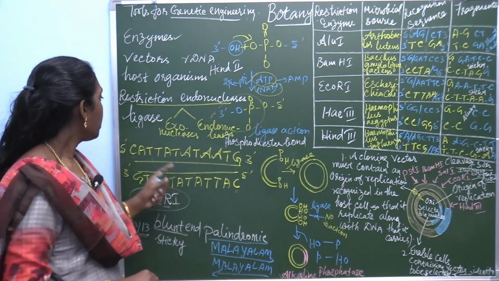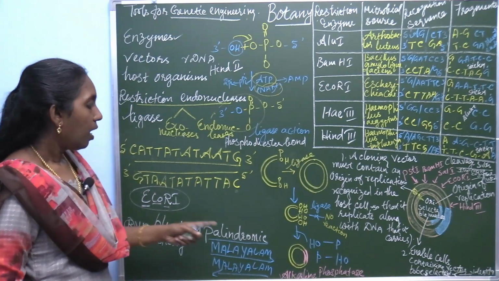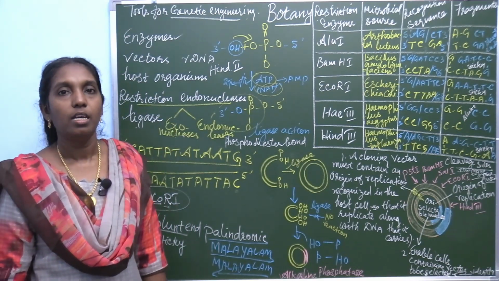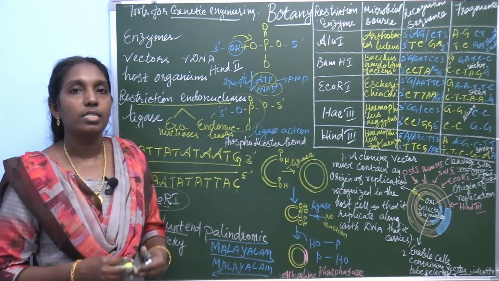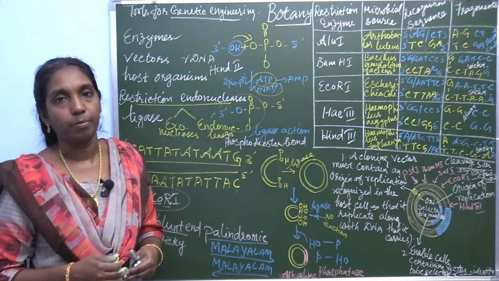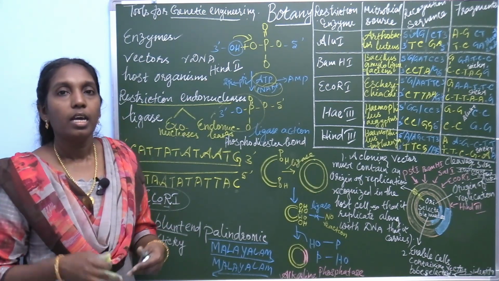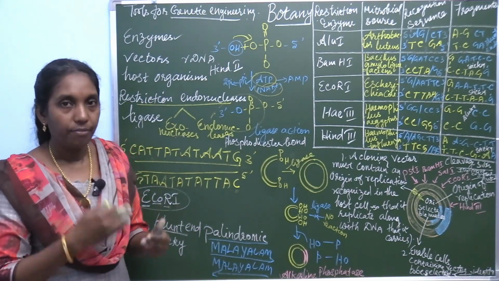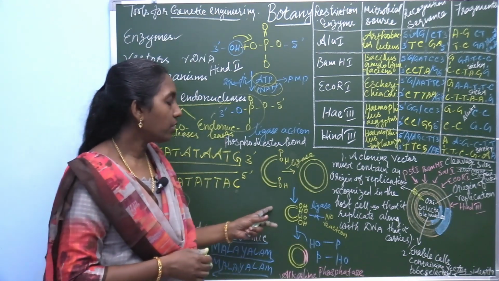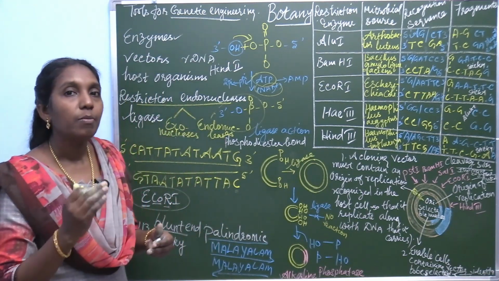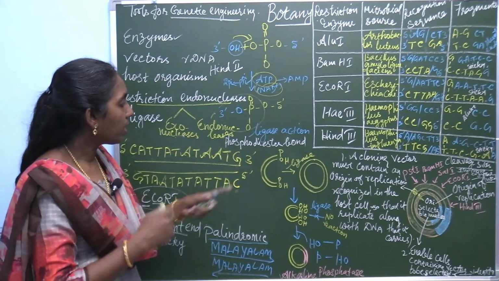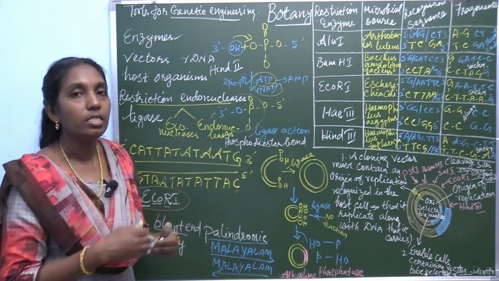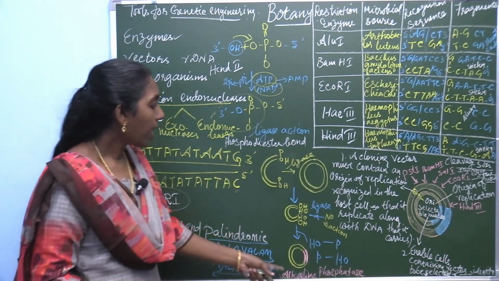Then another enzyme is there, that is alkaline phosphatase. Alkaline phosphatase is used as a modifier enzyme. Either it adds or removes phosphate at the 5' phosphate terminals. That's the role of alkaline phosphatase.